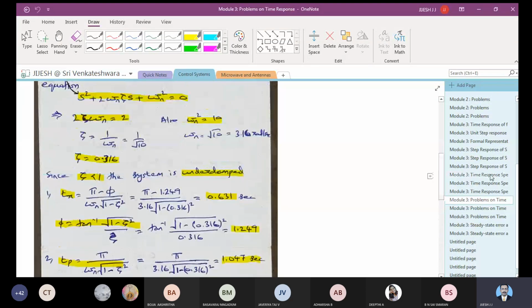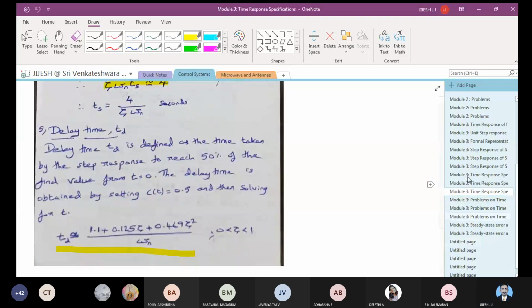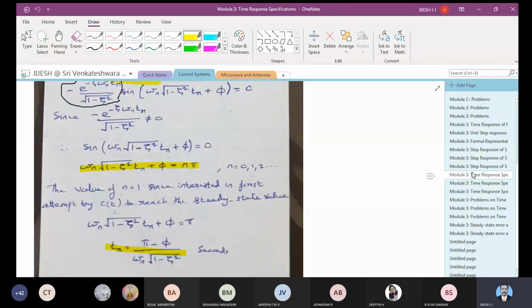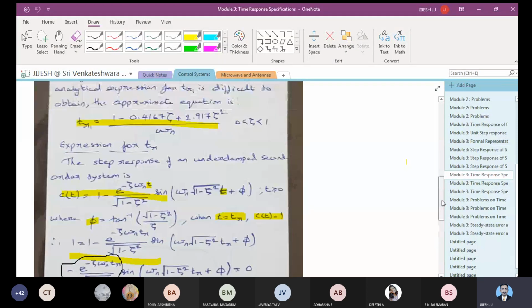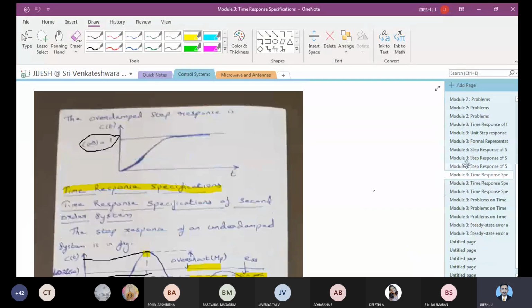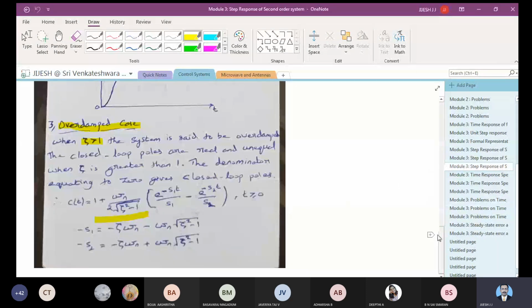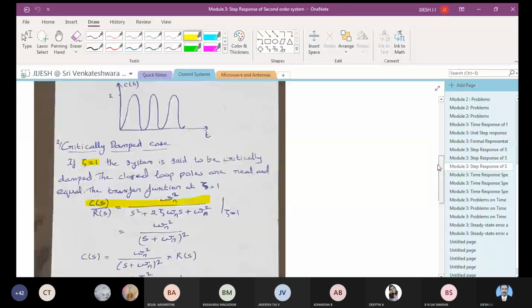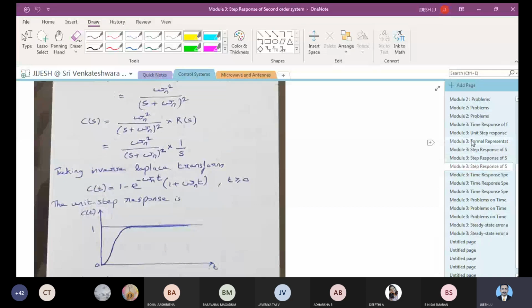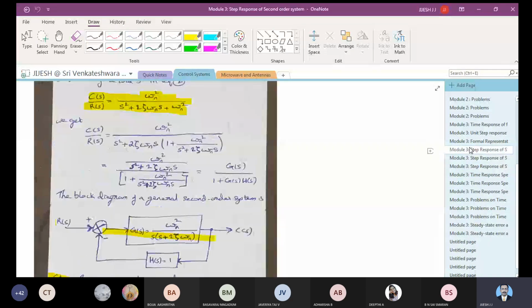So transfer function means what? You need to study these things: C of s by R of s. We studied it some 5 to 7 classes back. C of s by R of s is omega n square divided by s square plus 2 zeta omega n s plus omega n square. You have to find out the values of omega and zeta to write this equation. It is not that difficult; it is easy.